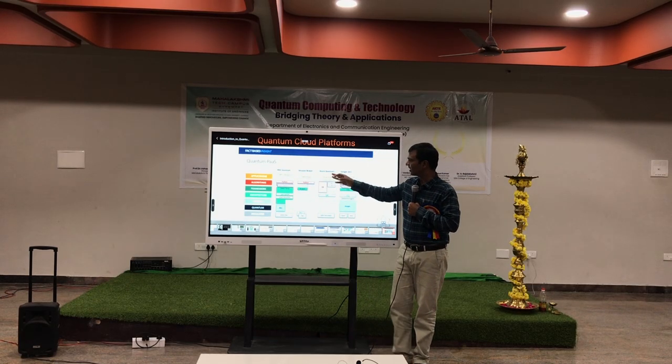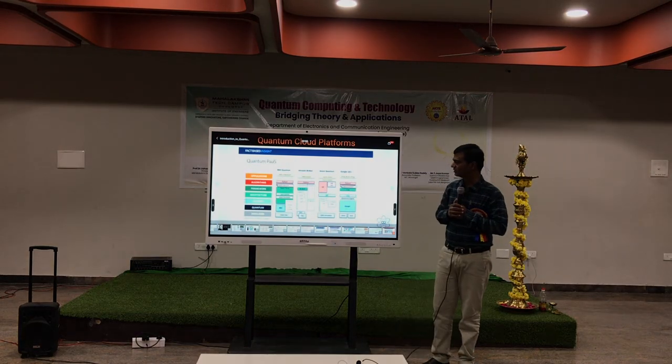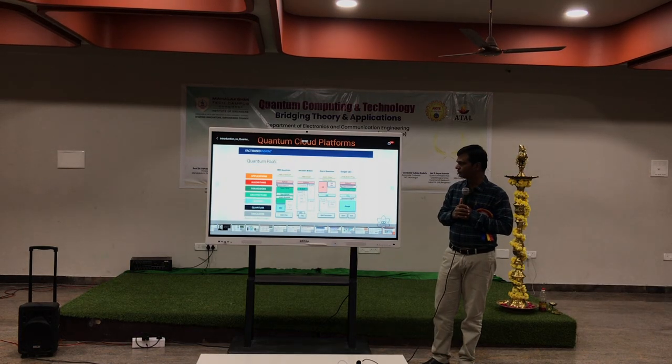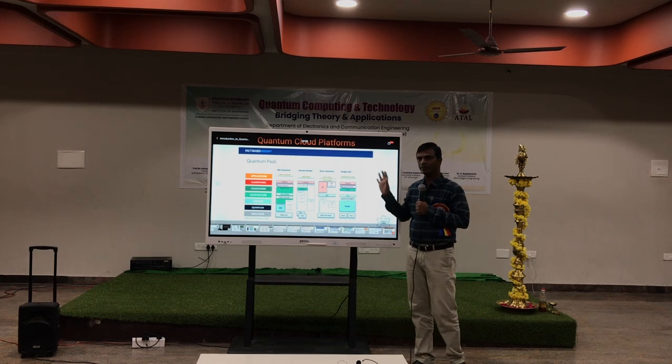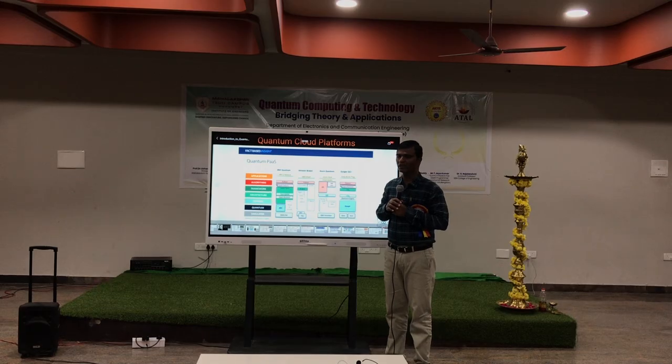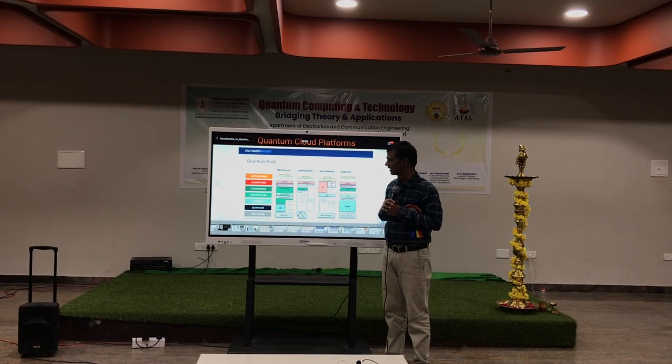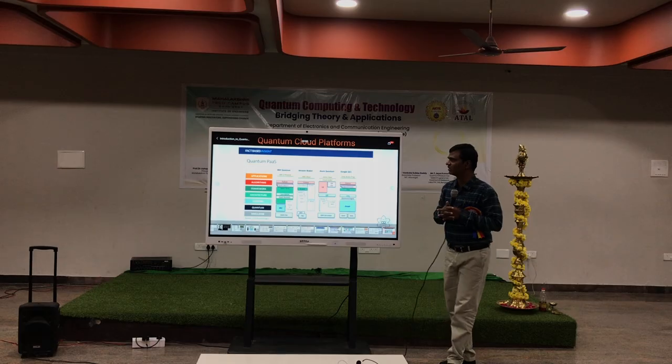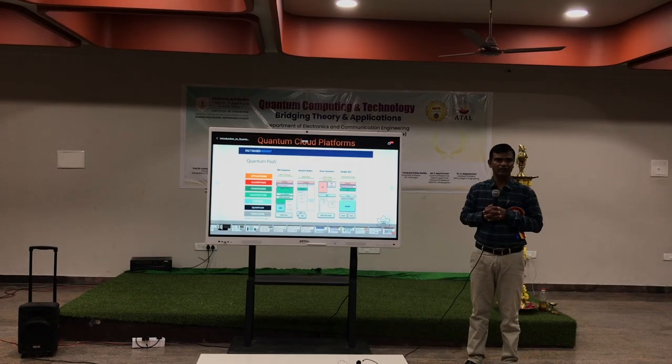Similarly, Braket, Azure and Google's. For every layer, you need a workforce. Without humans, you cannot do that. Okay? This is how the quantum cloud platforms are. Any doubts?